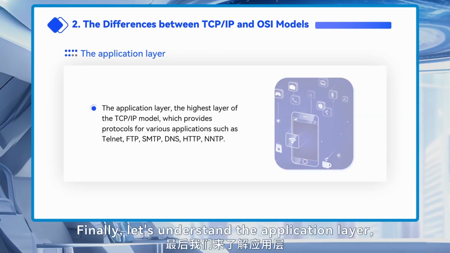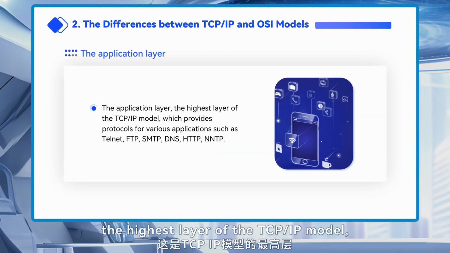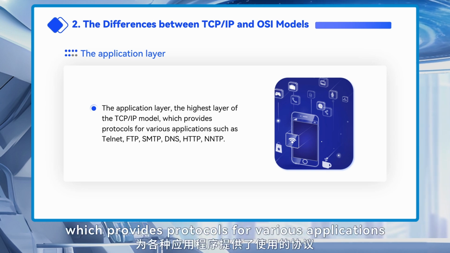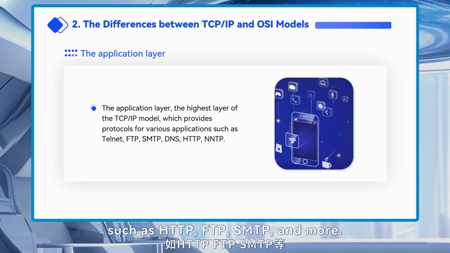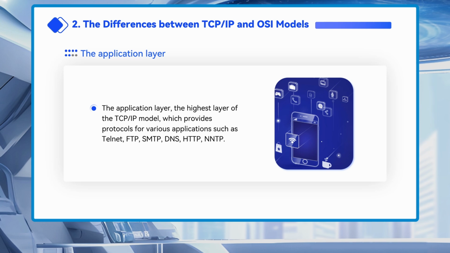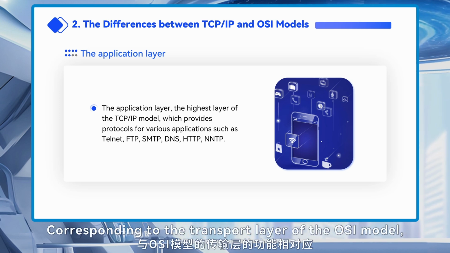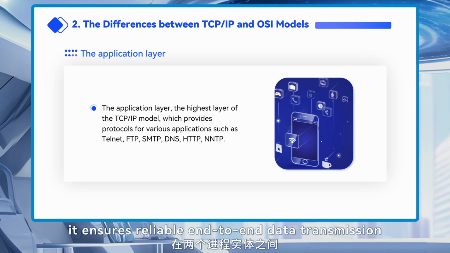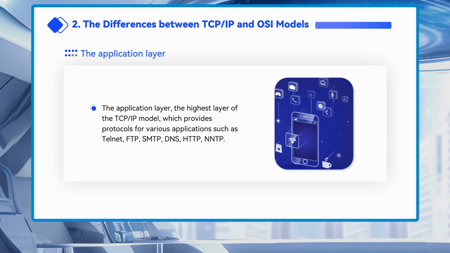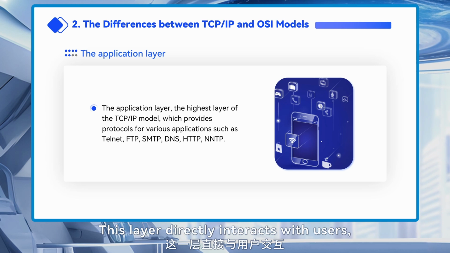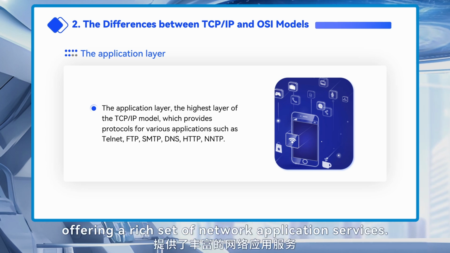Finally, let's understand the application layer, the highest layer of the TCP/IP model, which provides protocols for various applications such as HTTP, FTP, SMTP, and more. Corresponding to the upper layers of the OSI model, it ensures reliable end-to-end data transmission between two process entities. This layer directly interacts with users, offering a rich set of network application services.